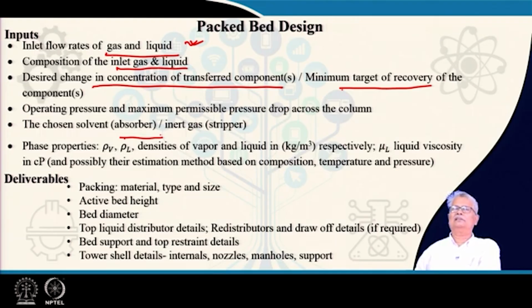You have to provide definitely the tower shell details, the internal fittings that we have been talking about now, but you are also to provide the location, the elevation of the manholes, nozzles, and the support details. The support details, obviously, the first thing that you have to provide is the elevation of the bottom of your column, and that depends on the NPSH requirement of the pump that is supposed to pump out the liquid from the bottom of this particular tower. This also we have discussed earlier.